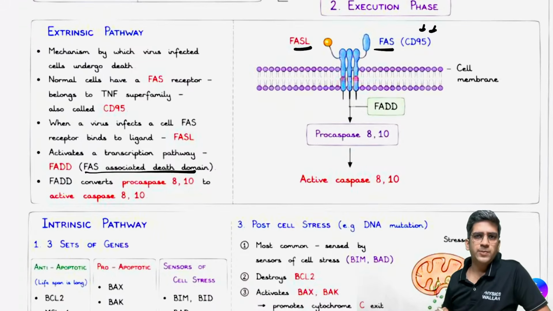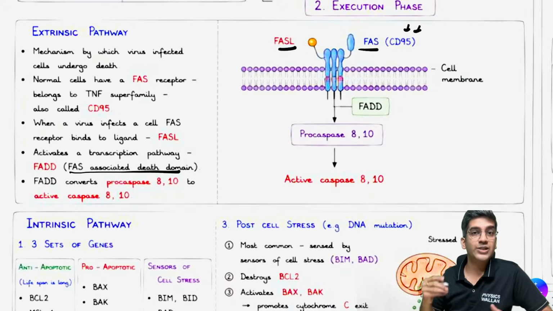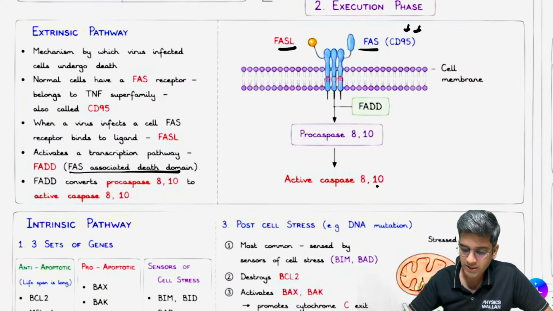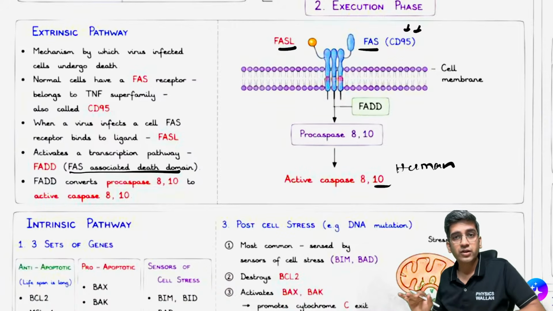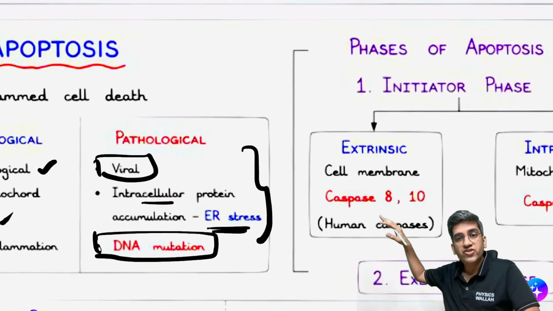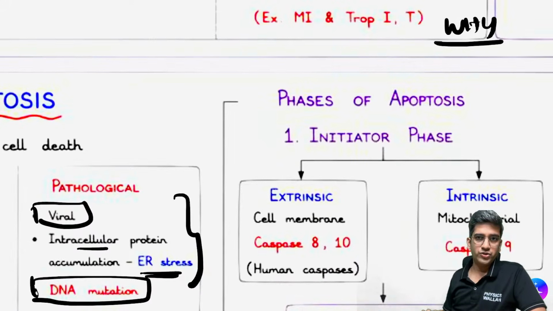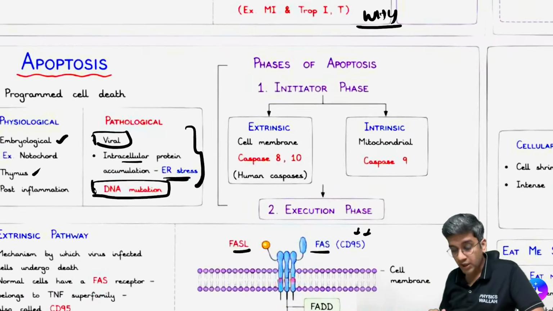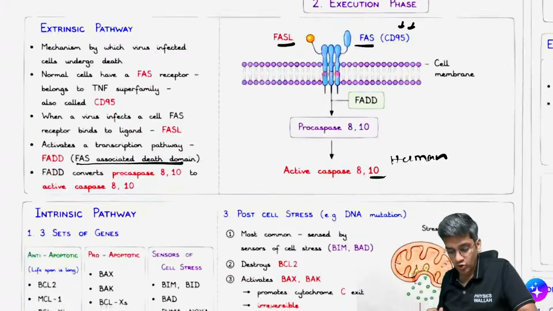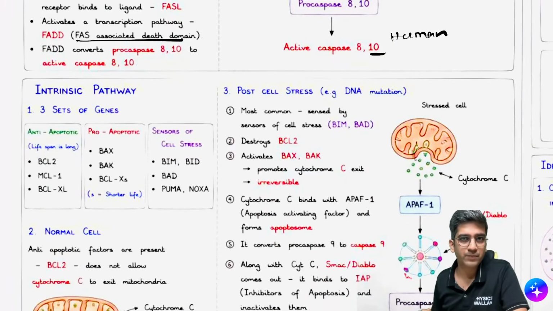10 is a human caspase. Most of the caspases were seen in tiny organisms like Drosophila, right? That's where we studied them. But 10 is something we find in humans. That's an example of a human caspase. This is what happens in the extrinsic pathway of the initiator phase of apoptosis. Now let's look at the intrinsic pathway. To know the intrinsic pathway, I need to know normal. Once I know normal, abnormality is simple.